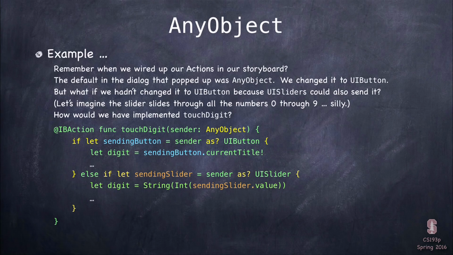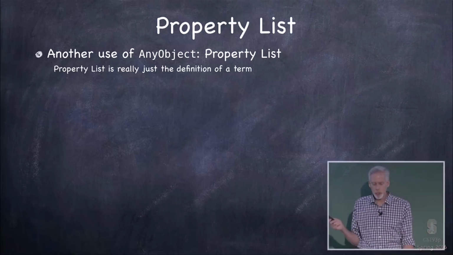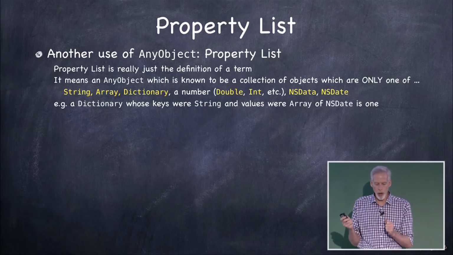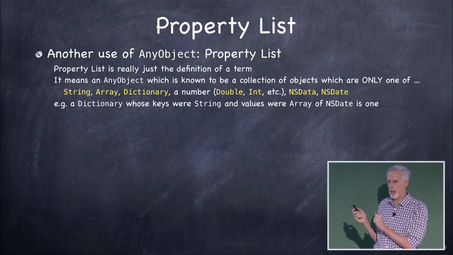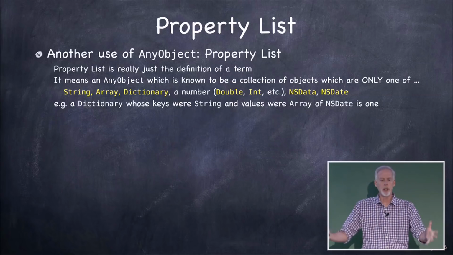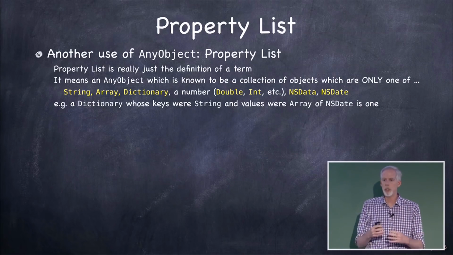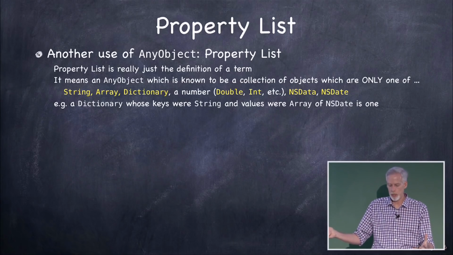But you see how we're doing kind of if, let, else with this optional thing? That's how we would use that any object. All right. Another use of any object is property lists. Okay? So property lists are essentially any combination of array, dictionary, string, double, int, NSData, and NSDate. Okay? If you build any data structure out of only those classes, you got a property list. So it's just a word, it's just a term we use to mean that. Okay? That's what it means.